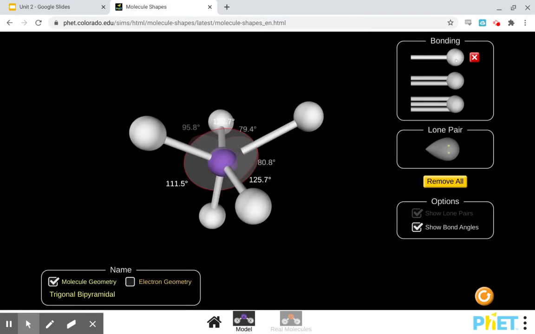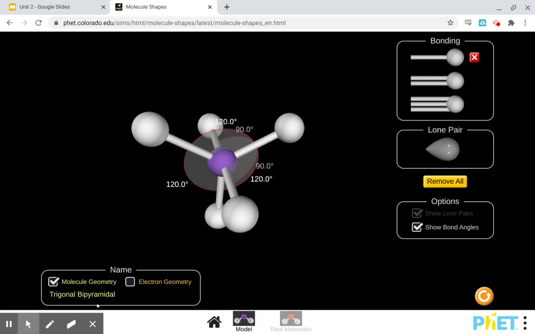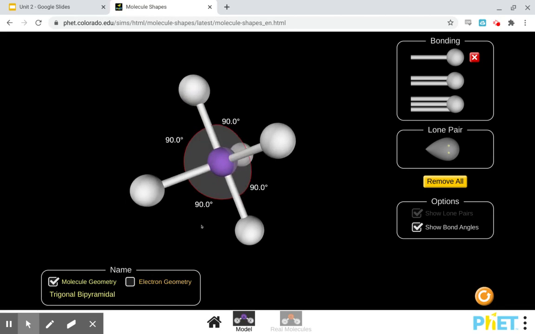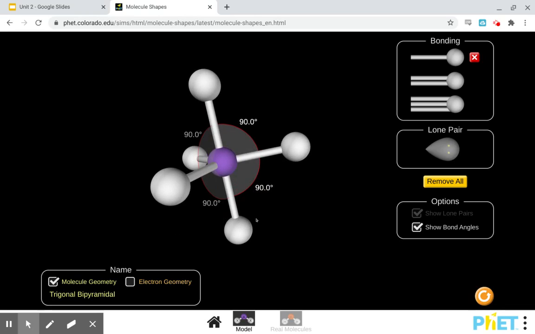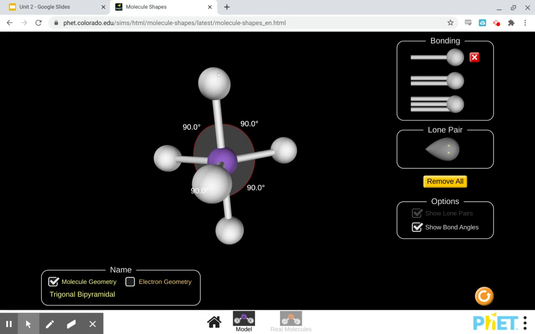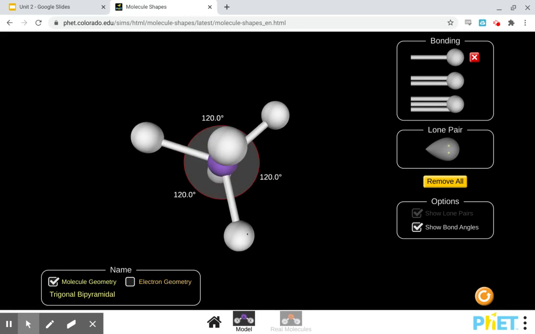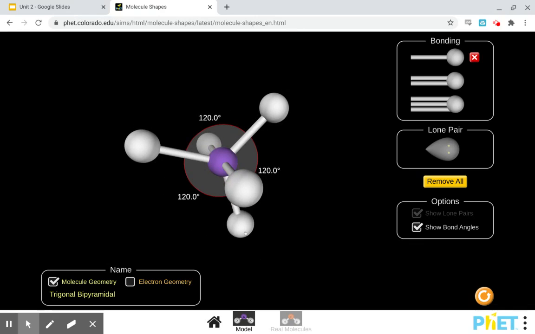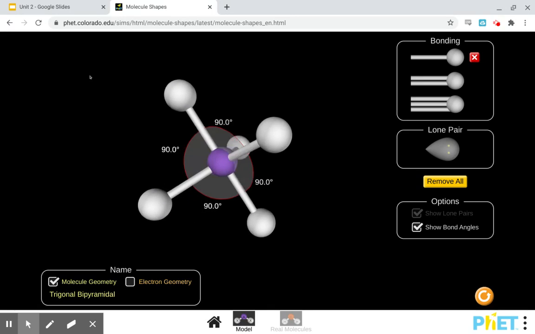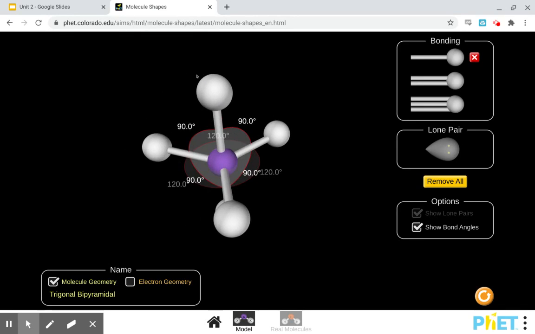If I add another one, we are now at what's called trigonal bipyramidal, where you have what are called the axial atoms. That would be the one up here at the top and the one down here at the bottom, where these bond angles are 90 degrees and 90 degrees. So they're 180 degrees apart from each other. And then we have what are called the equatorial atoms, which are 120 degrees apart from each other.